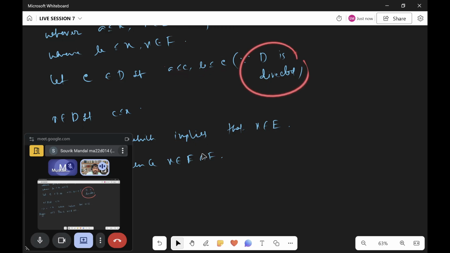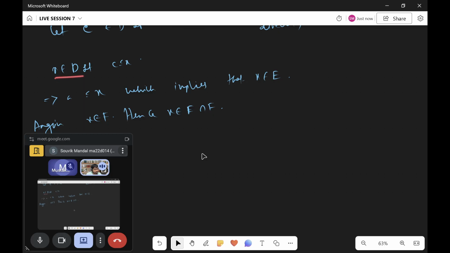This is because D is directed. Now X belongs to D such that C is less than or equal to X. This implies A is less than or equal to X, which implies X belongs to E. Again, X belongs to F. This tells us X belongs to the intersection of E and F. Okay, that is the point.